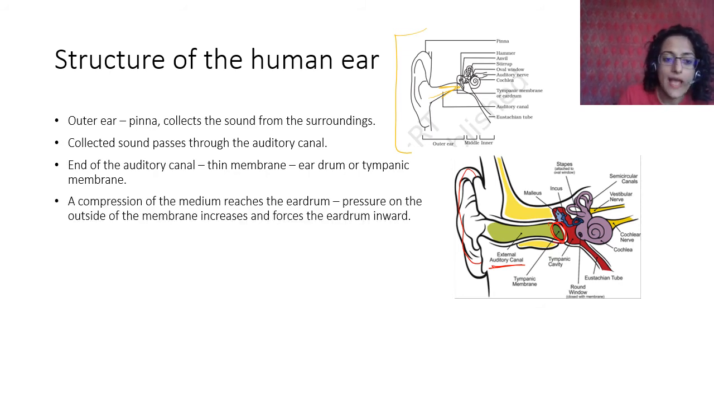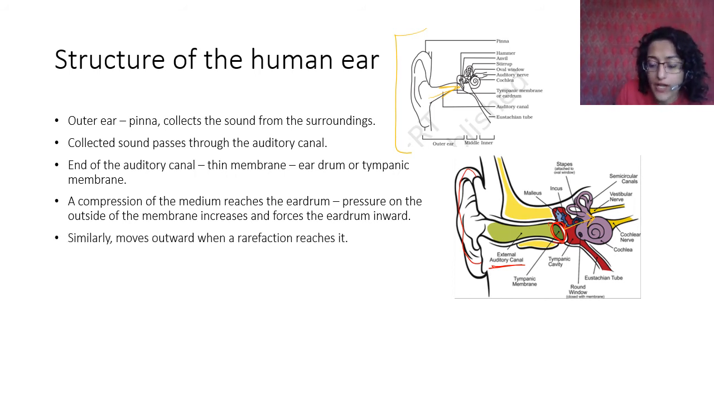Okay. What happens is the sound is moving as compressions and rarefactions, right? So if a compression reaches the eardrum, there is pressure on the outside of the membrane and it forces the eardrum inwards, like this. And if a rarefaction reaches it, then the pressure outside is less than the pressure inside, so it moves outside like this.